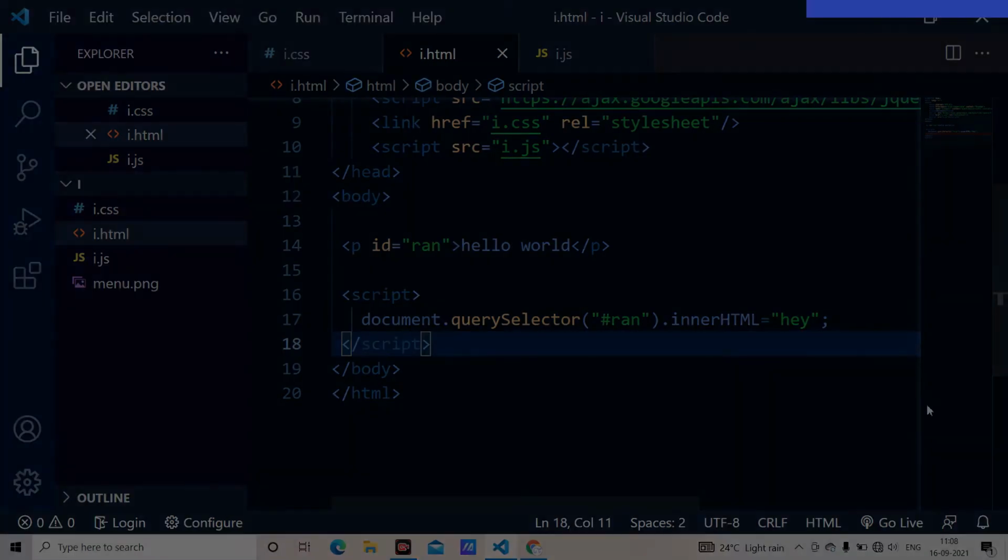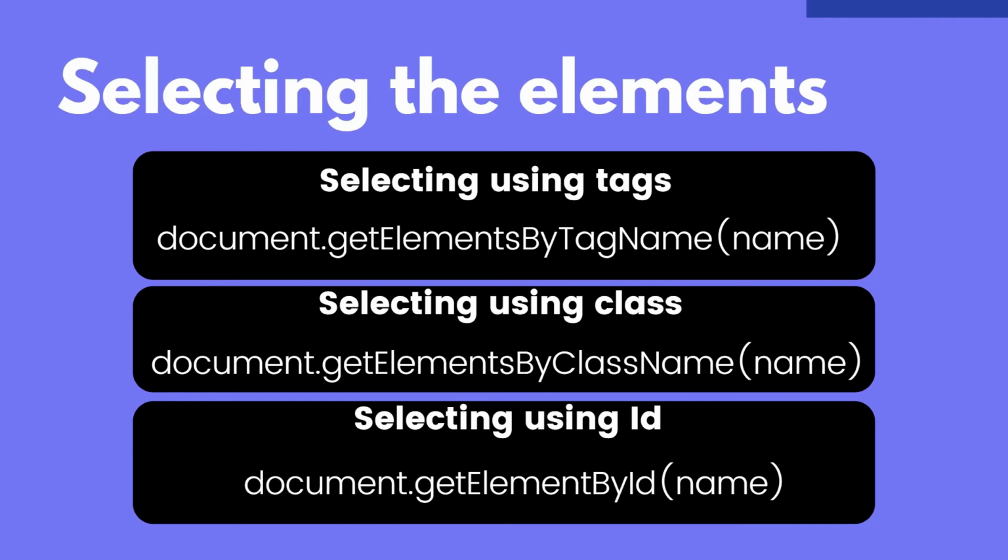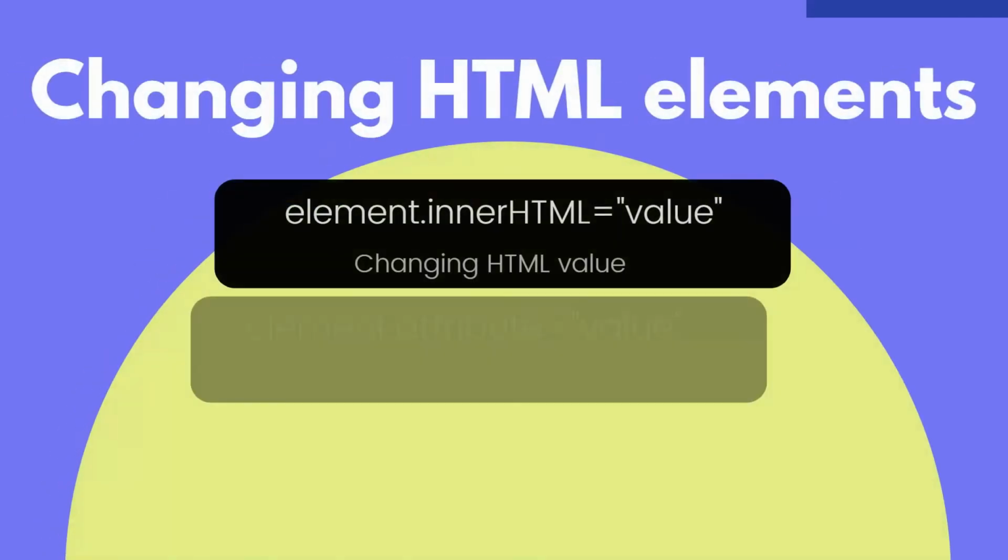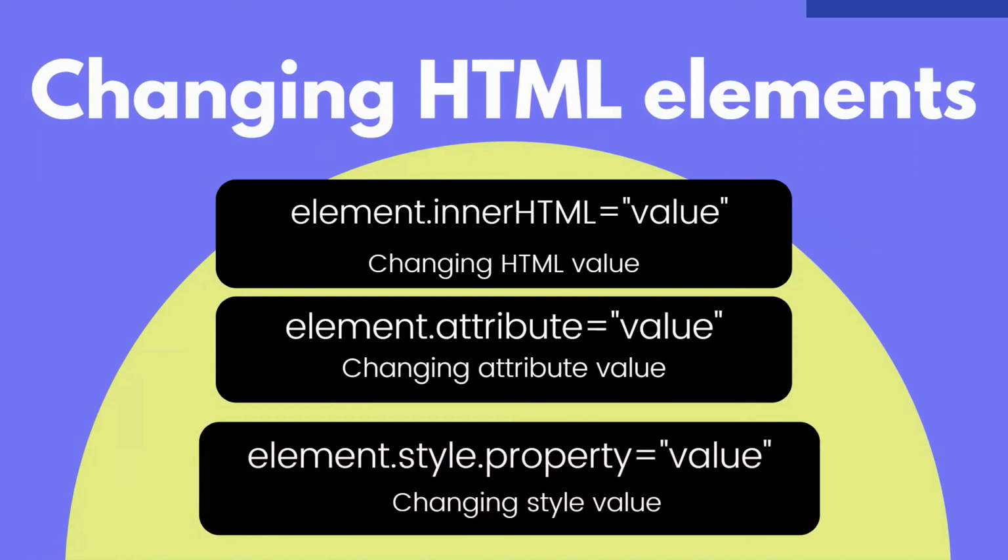And this is how we select the element. When I am talking about changing the HTML elements, we have three methods of changing. First of all, we can change the elements, means we can change the HTML. We can also change the attributes such as the source of an image, the href link of an anchor tag, or the value of the input. We can change a lot of things using this attribute.